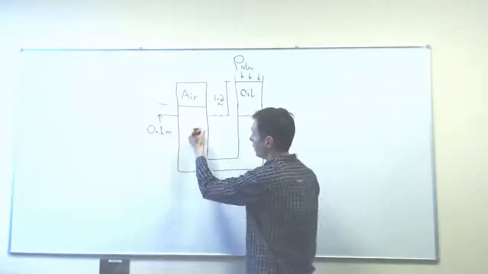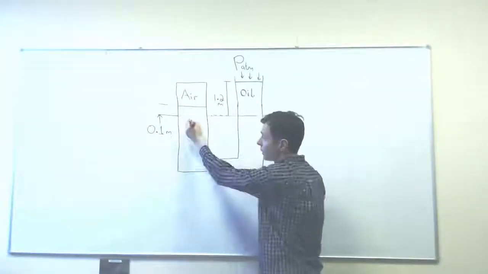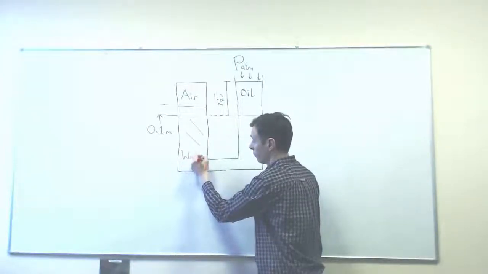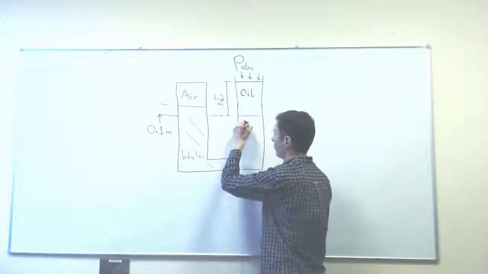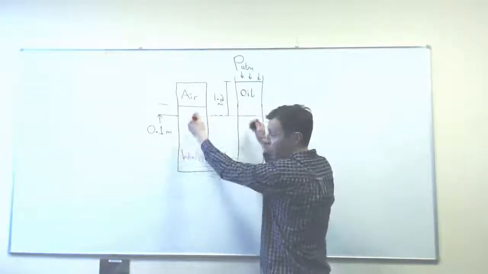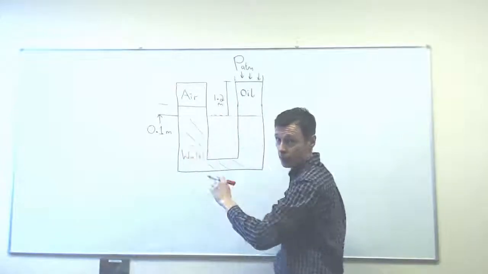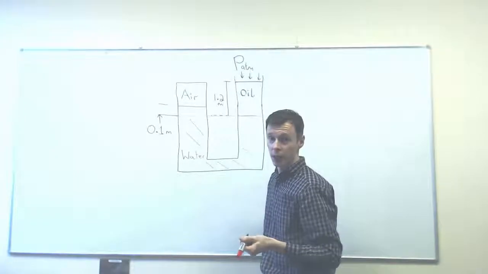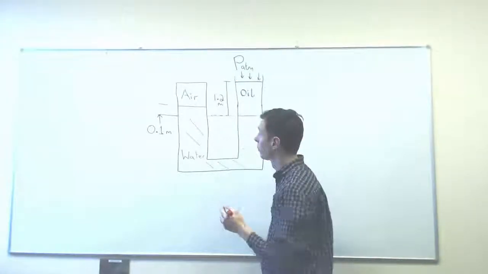Because that means that we can delete everything in this hatched area. Okay, that's all water. So the pressure here and here is equal, and it gets deleted. The second rule of Manometer Club is that pressure at a point equals the sum of opposing pressures.